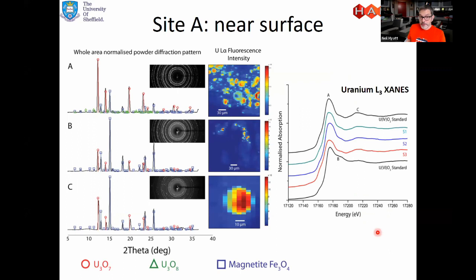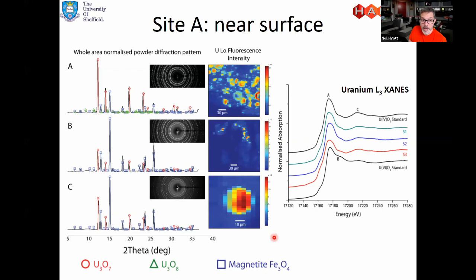This slide shows some XRF maps, as you see here, microfocus X-ray diffraction data and XANES data from representative DU particles recovered from near surface soils at Site A. The XRD data show uranium oxides, primarily U3O7 and minor U3O8, which are expected phases produced by pyrophoric oxidation of metallic depleted uranium penetrators. Their presence suggests that these particles do not have a strong interaction with the environment and they stay unaltered in the surface soils.